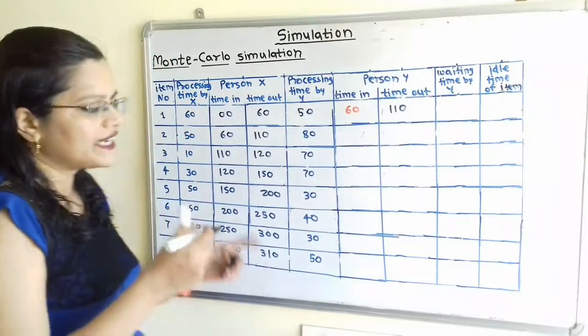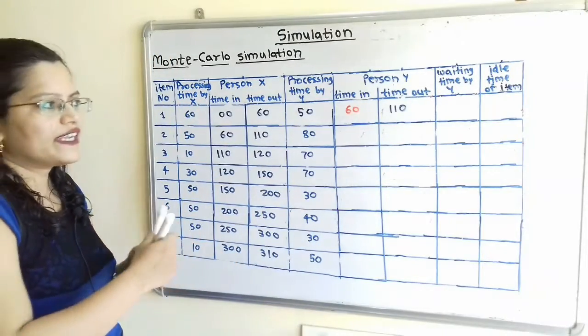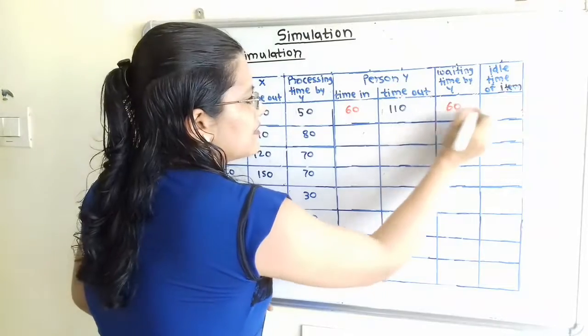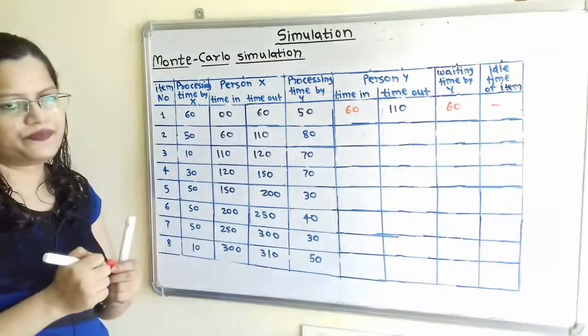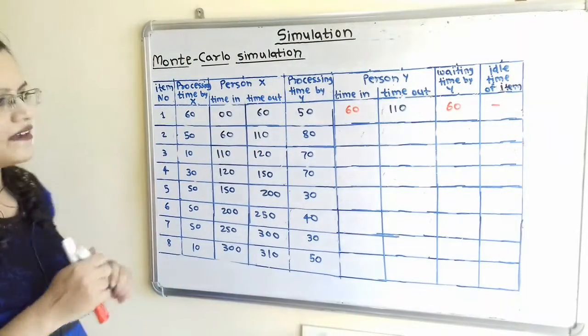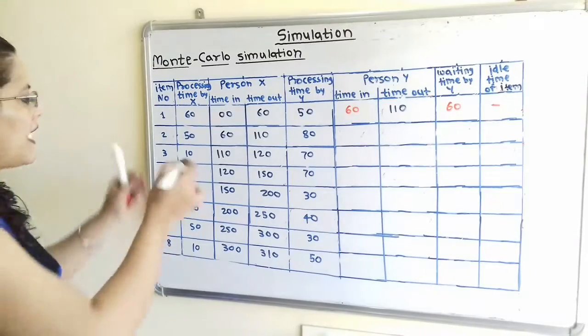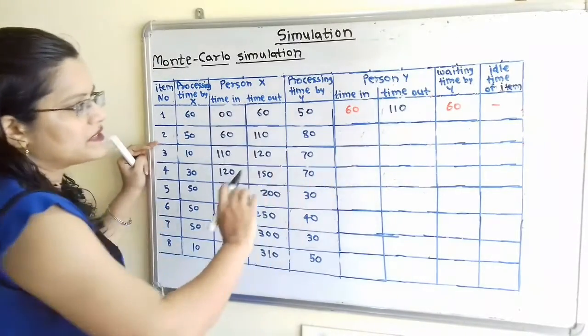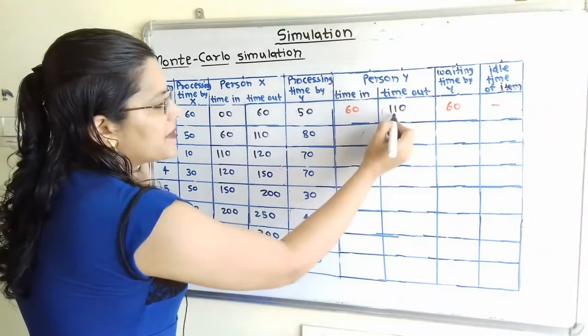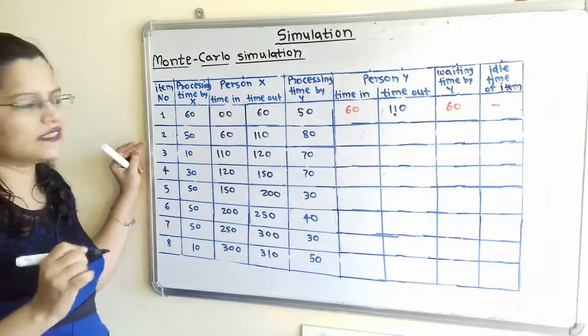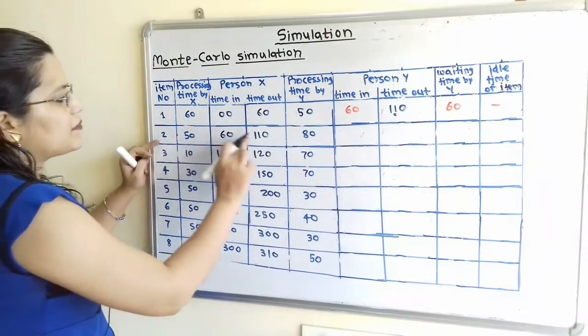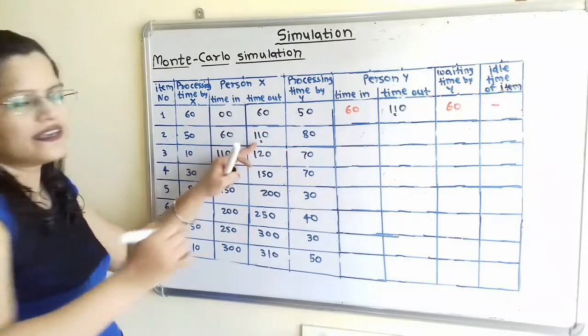So what is the waiting time by the person Y? So waiting time by person Y is 60 seconds and no idle time. Now we will move to the second item. When the second item enters person Y, person Y is free only after 110 seconds, and this second item is finished at 110 seconds.